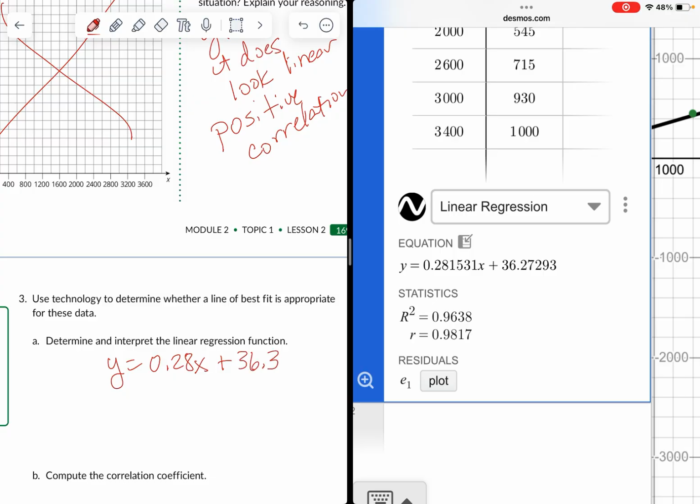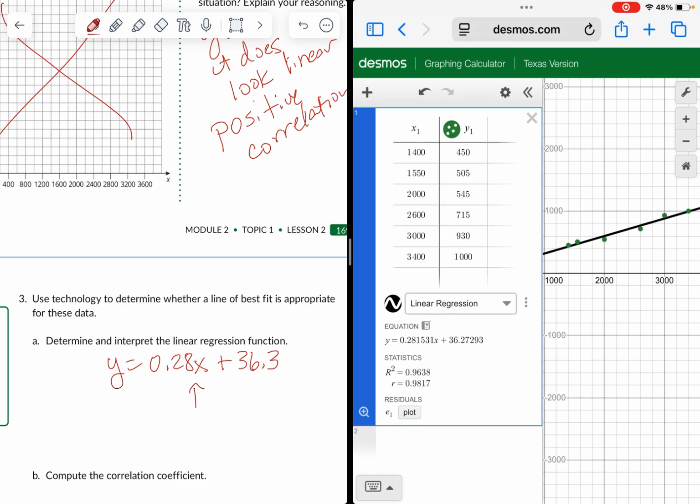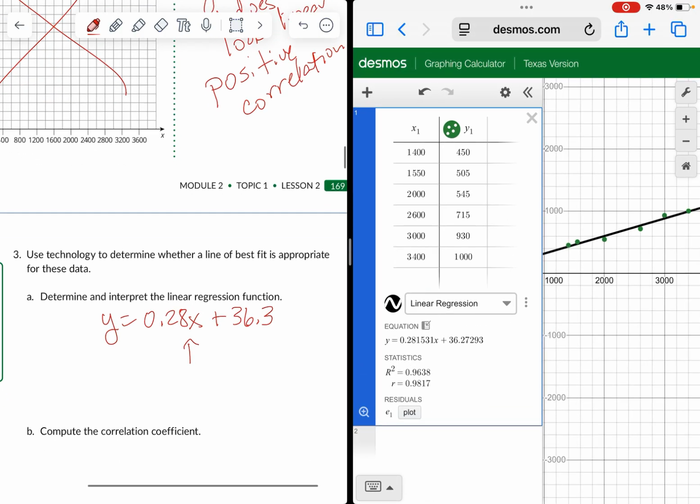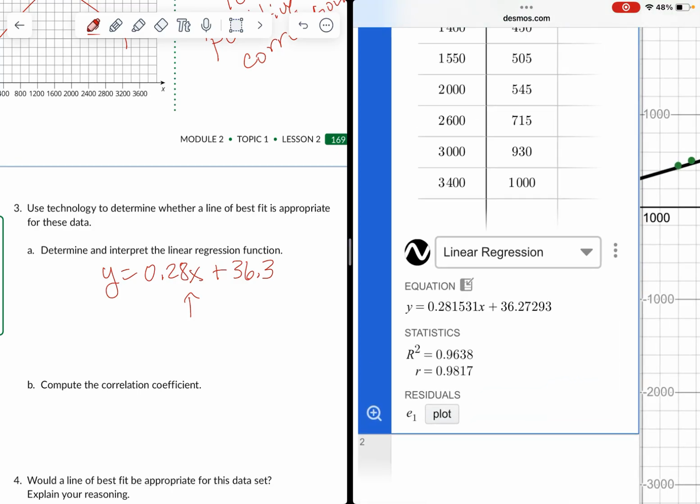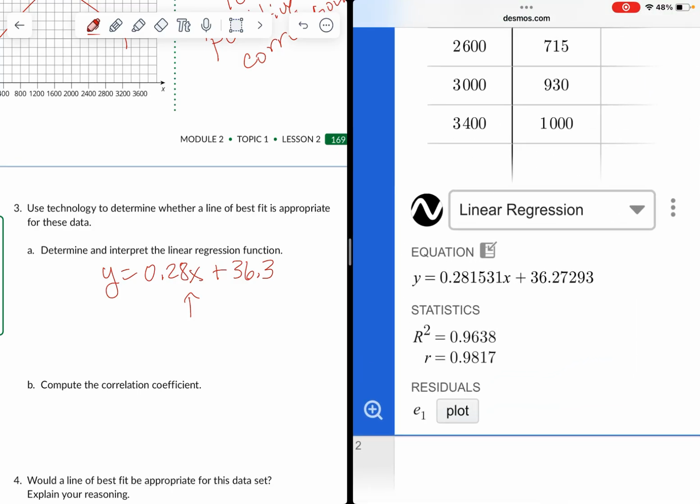Okay, so what that means is, for every dollar of income, you multiply times 0.28 and add 36.3, and that is the line that it's producing for us. But we also want to know what's the correlation coefficient, and we don't have to do it. The computer did it for us. It is 0.98. Guys, that's really close to 1, close to positive 1.